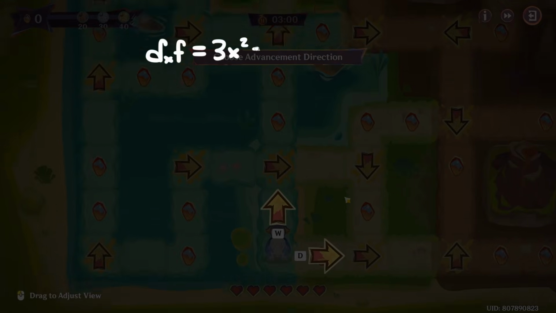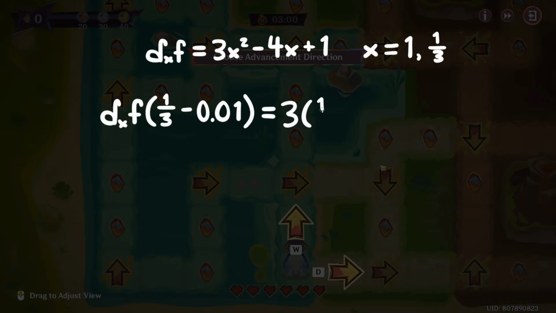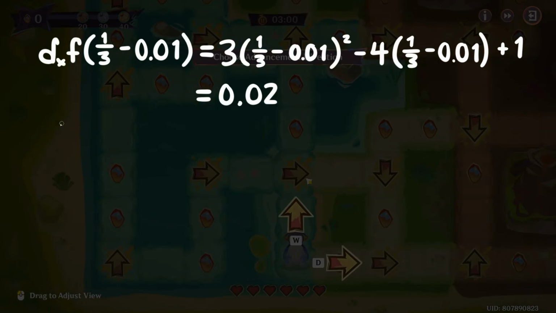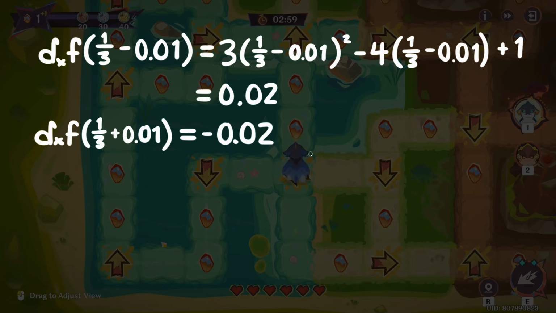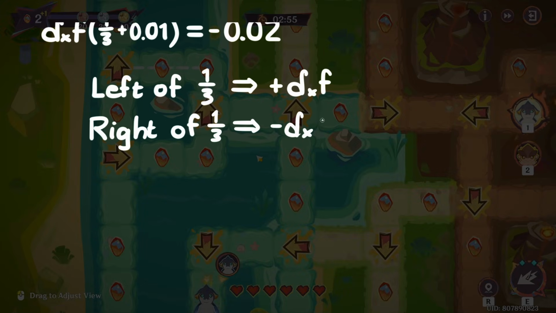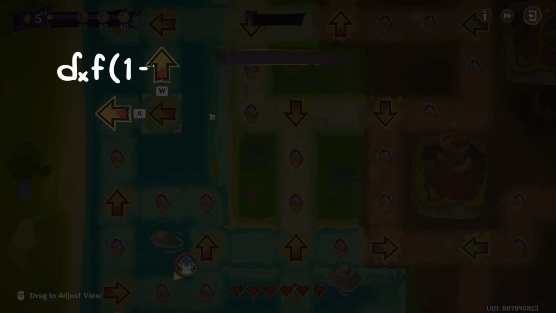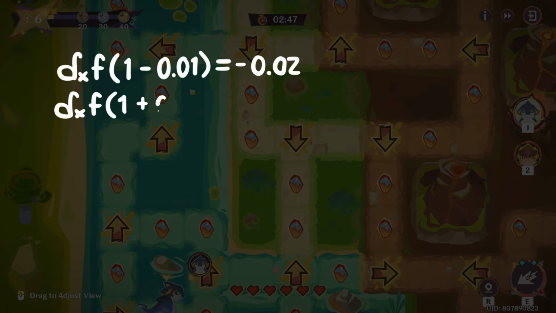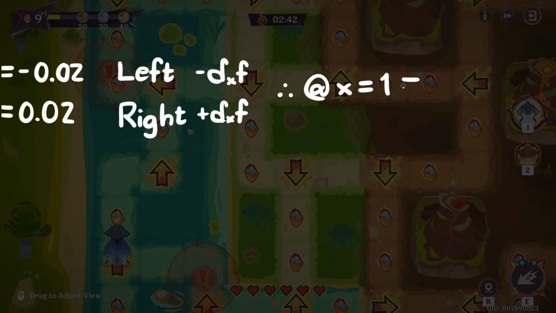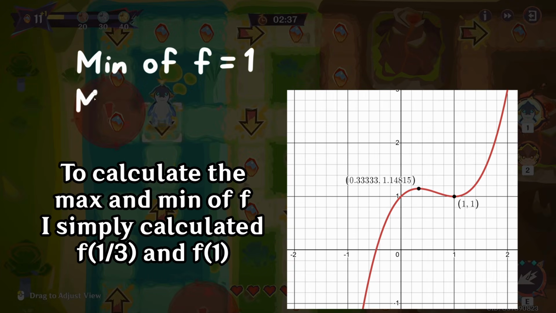Now, let's check which one is a maximum and which is a minimum. I'll consider a point 0.01 to the left and right of each. At x equals 1/3, we can see that the derivative is positive on the left and negative on the right. We therefore can say that x equals 1/3 must be a maximum. For x equals 1, the left is negative and the right is positive, so it must be a minimum. And sure enough, if we check the graph, we are correct.